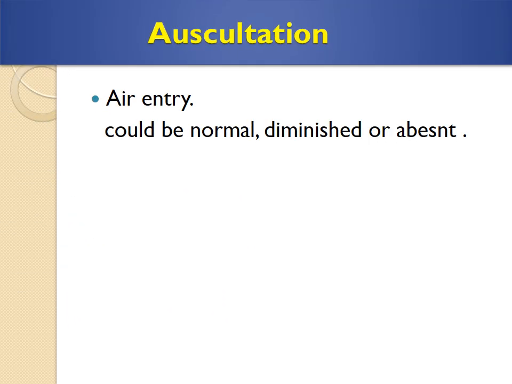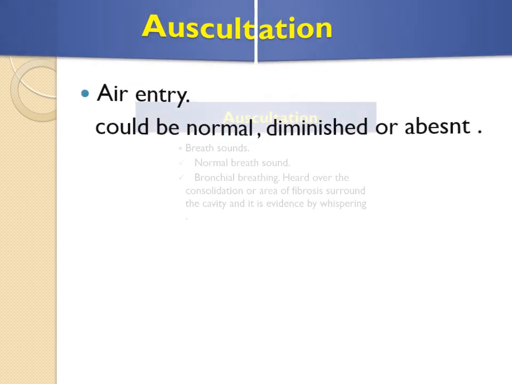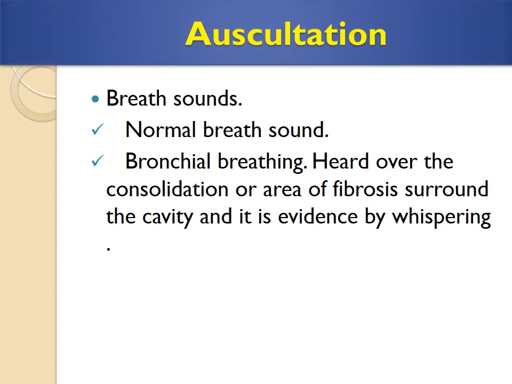Air entry could be normal, diminished or absent. Breath sound could be normal, normal with prolonged expiration, or bronchial breathing. Bronchial breathing we usually hear in 3 Cs: consolidation, collapse with patent bronchus, or cavity. And so if we found bronchial breathing, we have to do whispering.